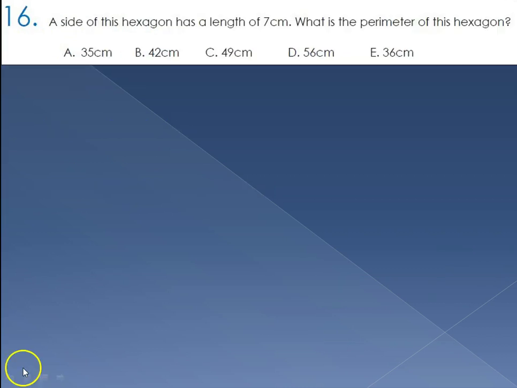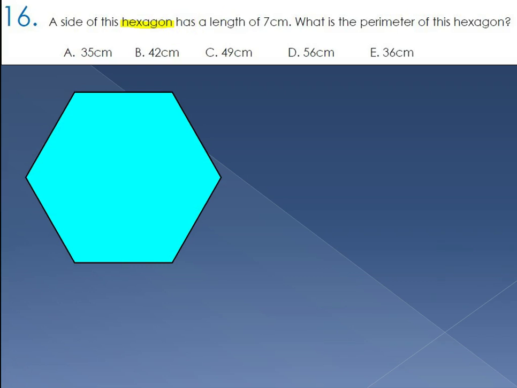8,462. Question 16. A side of a hexagon has a length of 7 centimeters. What is the perimeter of this hexagon? Again, key information, key vocabulary that you need to know is how many sides a hexagon has. That's going over your shapes. So you need to know your shapes. Hexagon has 6 sides.